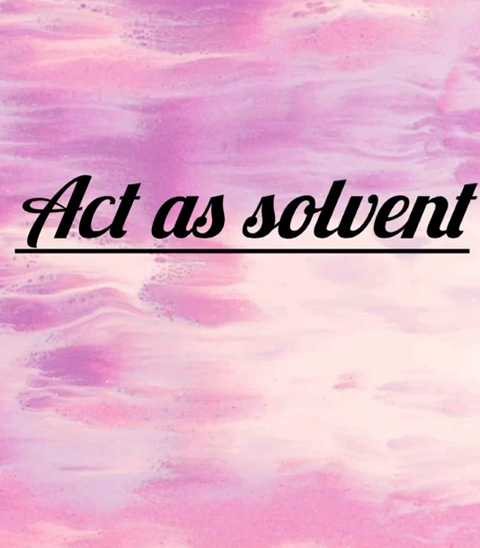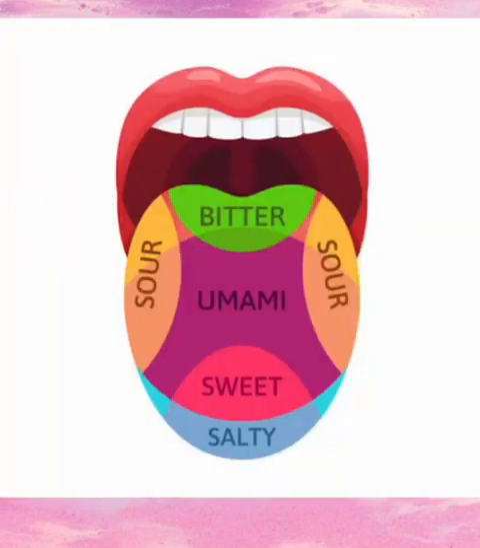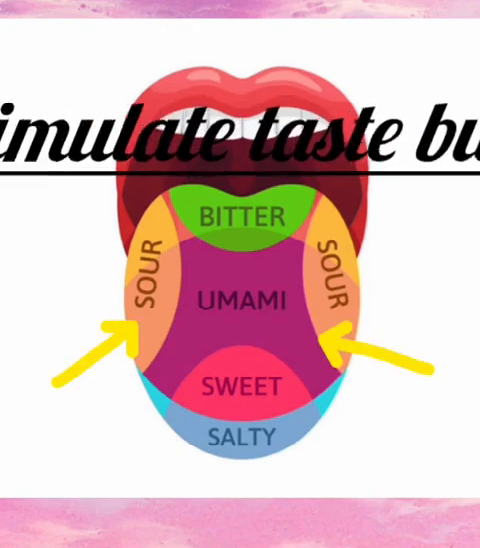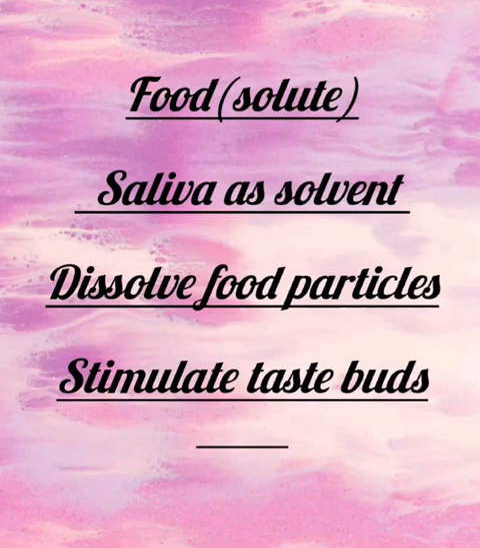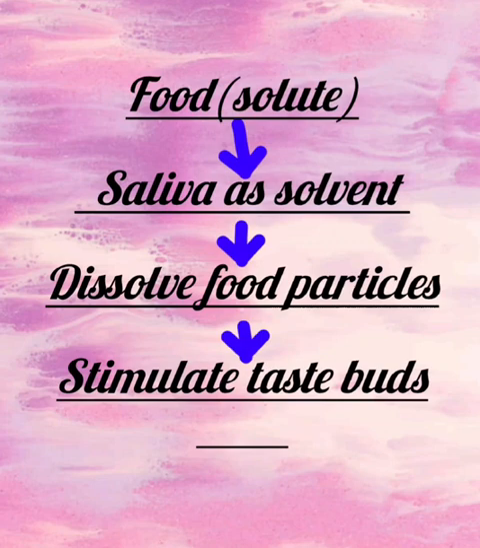The second important function is that saliva acts as a solvent. See students, the food particles need to be in a solution in order to stimulate the taste receptor cells in the taste bud. So the saliva helps the food particles to dissolve to stimulate the taste buds of the tongue. In the mouth, the food becomes the solute and the saliva becomes the solvent, dissolving the food particles, and thus the taste buds of the tongue get stimulated.